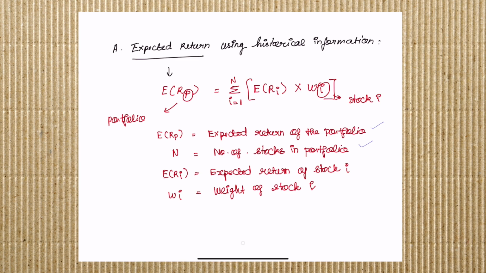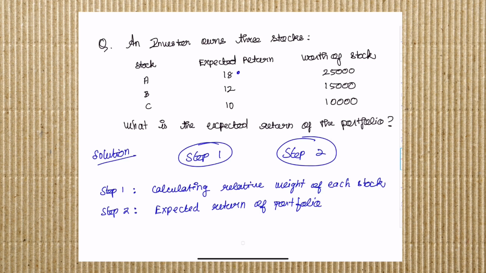So how will we use this in sums? Let us see a very simple question to understand the concept better. See here, an investor owns 3 stocks. Consider I am the investor, and in my bucket there are 3 stocks A, B, C. It is provided the expected return: the expected return of stock A is 18%, the expected return of stock B is 12%, and the expected return of stock C is 10%.